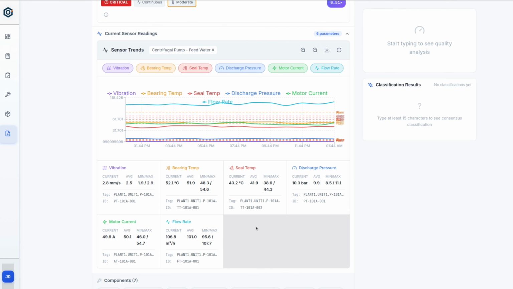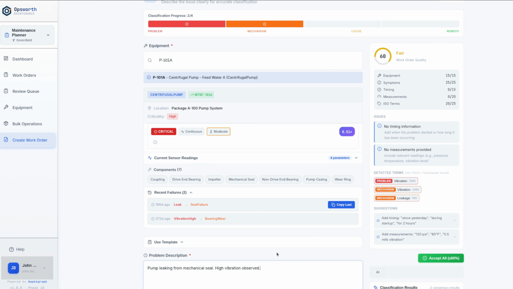When your technician arrives at this pump, they'll know exactly what the sensors were showing when the work order was created. Now, let's describe the problem. Pump leaking from mechanical seal. High vibration observed. Bearing running hot.